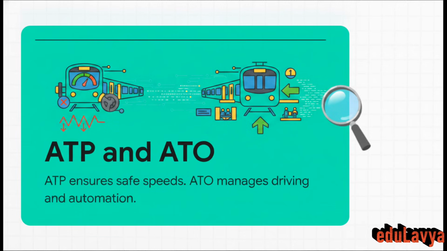Then we have ATO, Automatic Train Operation. While ATP is keeping you safe, ATO is doing the actual driving. It's the system that handles the smooth acceleration, braking perfectly at stations, and even opening and closing the doors.